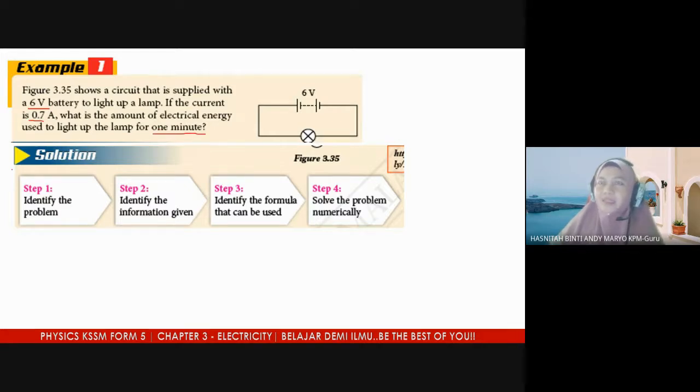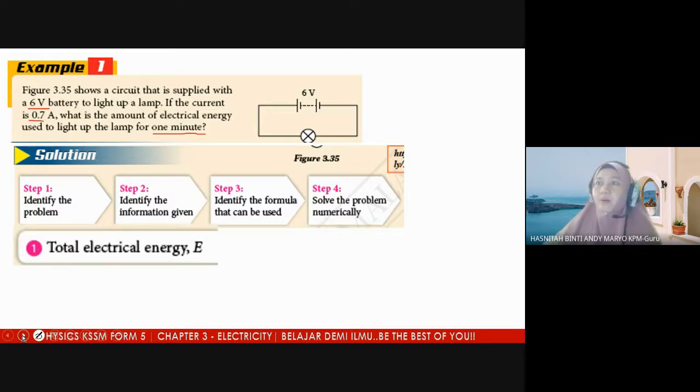So this is the proper solution for you in order to solve any problem related to calculation, as I mentioned earlier. You identify the problem and extract all the information given, then determine which formula is applicable, finally do the substitution and write your answer in correct 2 decimal places and correct unit. So what is our problem here? We are looking for the amount of electrical energy used.